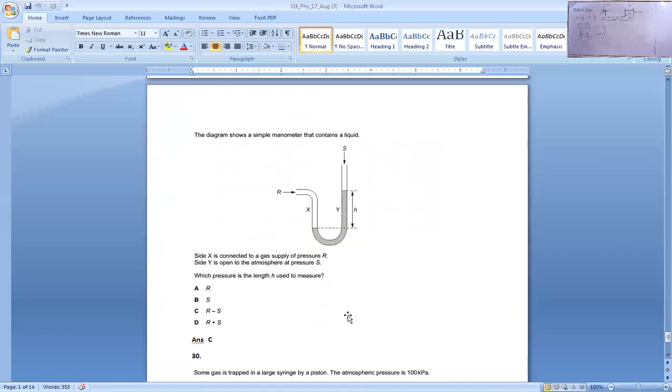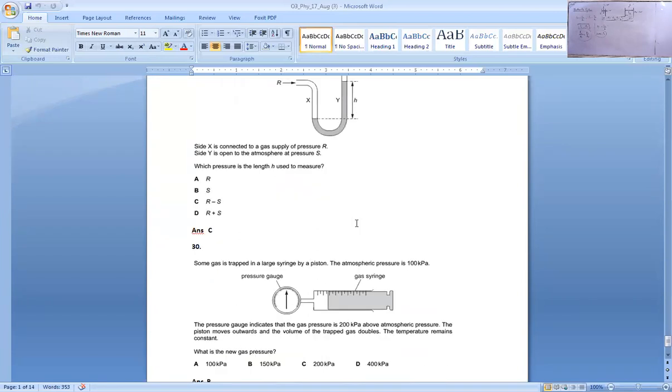29. Diagram shows a simple manometer that contains a liquid. Side X is connected to the gas supply. Side Y is open to the atmosphere. Which pressure is the length H used to measure? The length H tells us the difference between the atmospheric pressure and the pressure in the gas supply. So that is the difference between R and S. H tells us the difference between the two pressures.